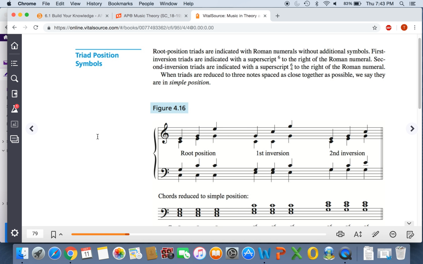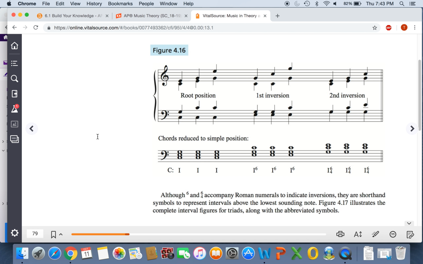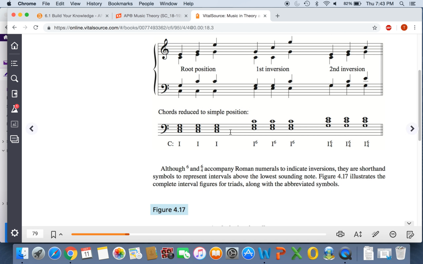Okay. Different ways to look at the root, first and second inversions. But here's how we label it. If it's a root position chord, just give it a Roman numeral. If it's an inversion, okay, first inversion gets the little 6, second inversion gets the 6-4. They are shorthand symbols to represent intervals above the lowest sounding note. So if we go from the root position, which is the third, right? It's a first inversion chord, up to the top note, that's a 6th.